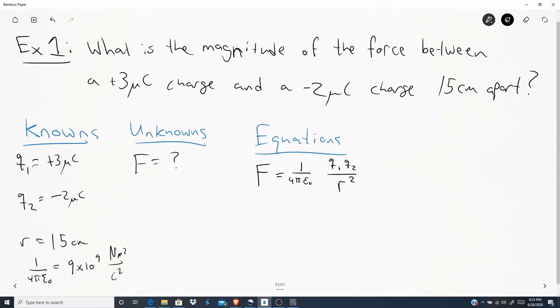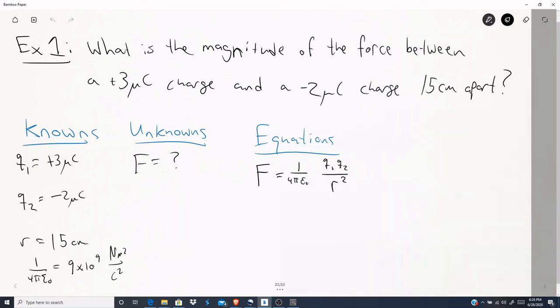And the reason I'm rounding that to only one significant digit is because our charges here only have one significant digit anyway, so there's no point in wasting effort with more significant digits in Coulomb's constant if the rest of my data isn't that precise anyway. So in this case, it's pretty easy to figure out the force. You just plug in these values because our equation for Coulomb's law relates the force to the known values. So now we'll go ahead and do that.